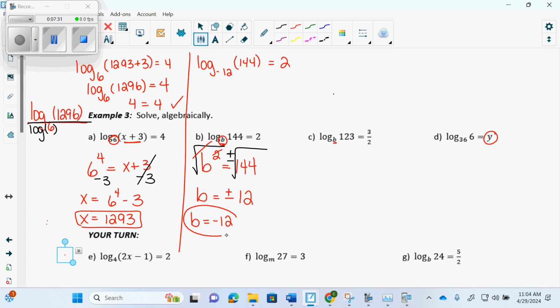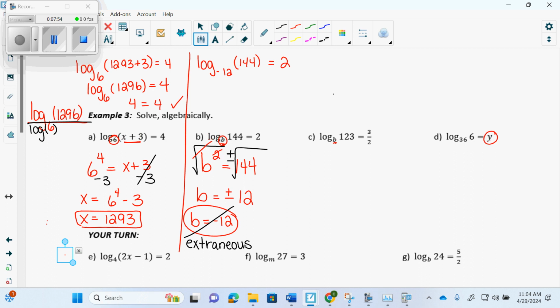So I circle it. I put a line through it and I say extraneous. And extraneous means it is a solution I got when I was doing algebraic processes. I got a solution that was negative 12. However, I have to kick out that solution because it doesn't work. Okay?